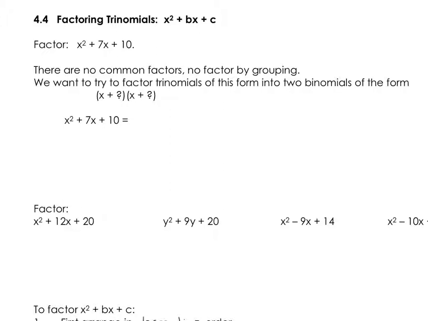We want to try to factor trinomials of this form into two binomials of the form x plus something times x plus something. So what goes in that missing place?